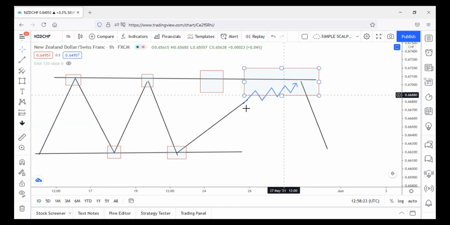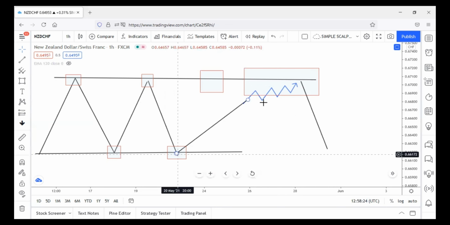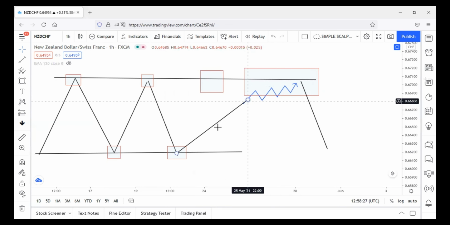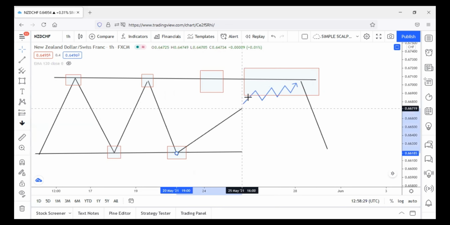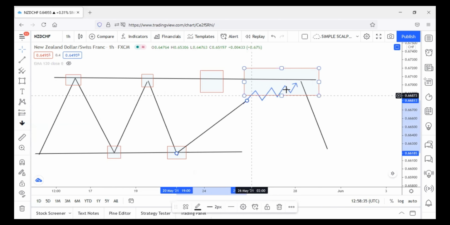So the first thing you want to look out for is that once price is already on its way up to the resistance, you want to be able to see price slowing down in this direction, giving you a reversal pattern.